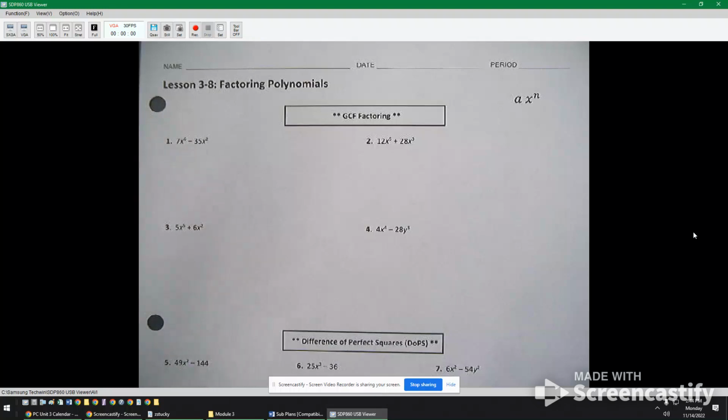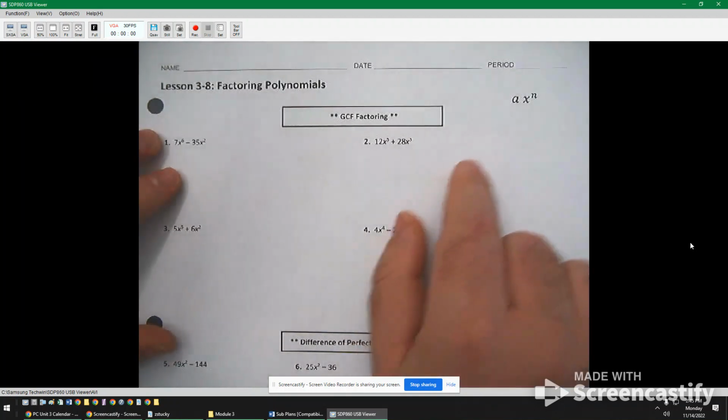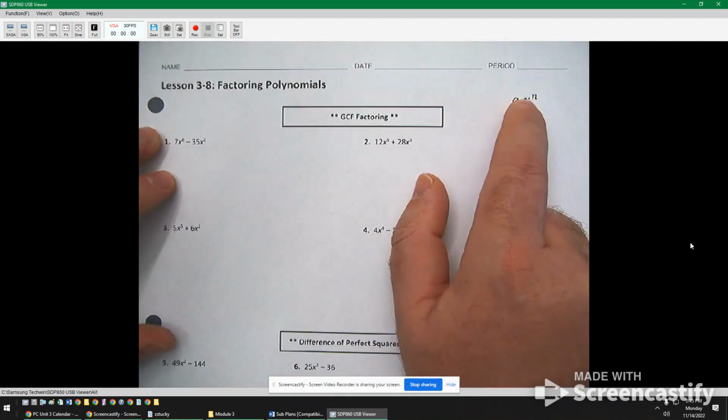Hey folks, I thought it might be worthwhile to make a video reteaching this factoring stuff. Fairly complicated topic. Once you get it, it's not as scary, but until you get it, it can be a little intimidating. So let's start off by reviewing what these things mean. What do we call this stuff?